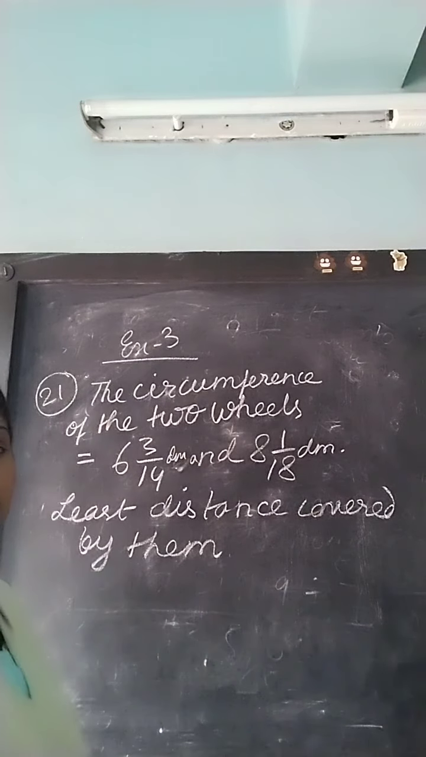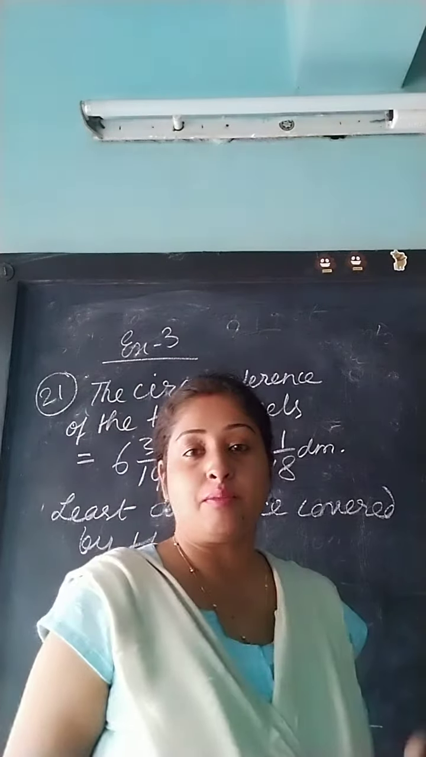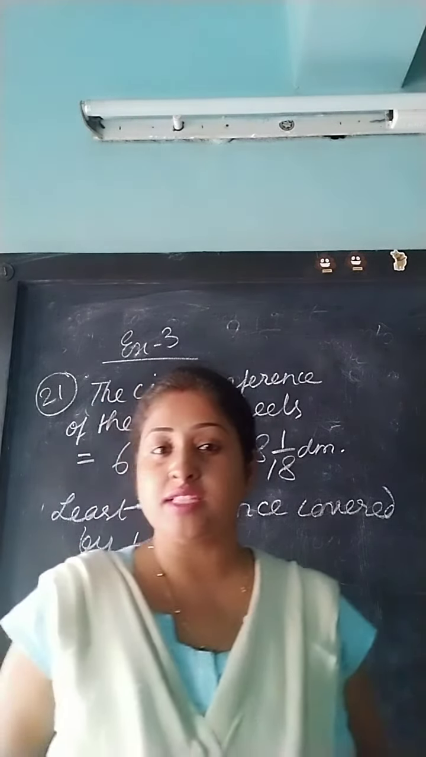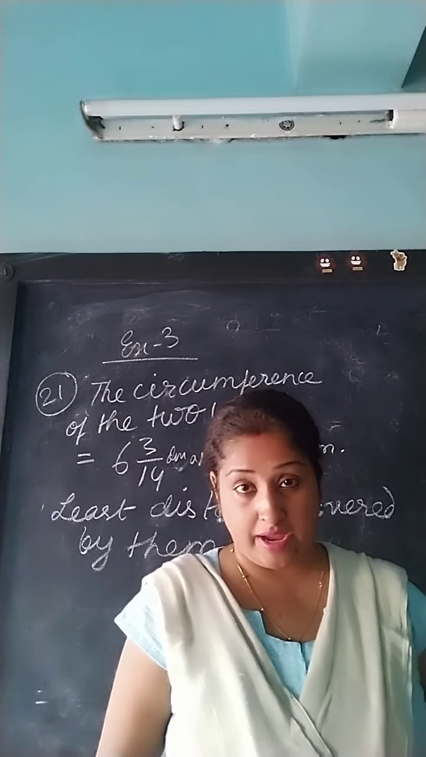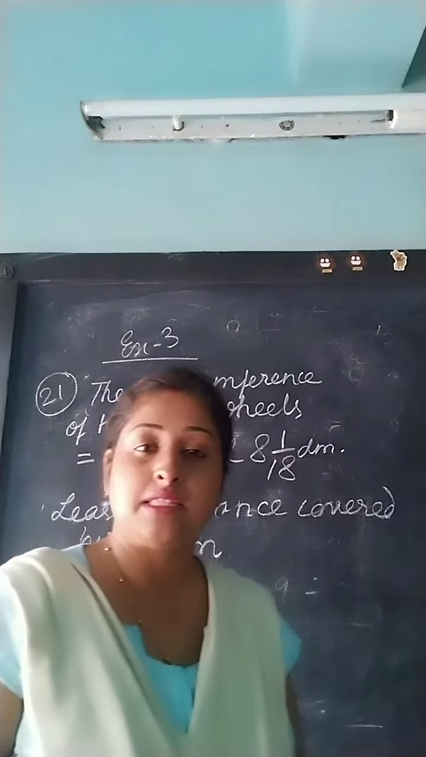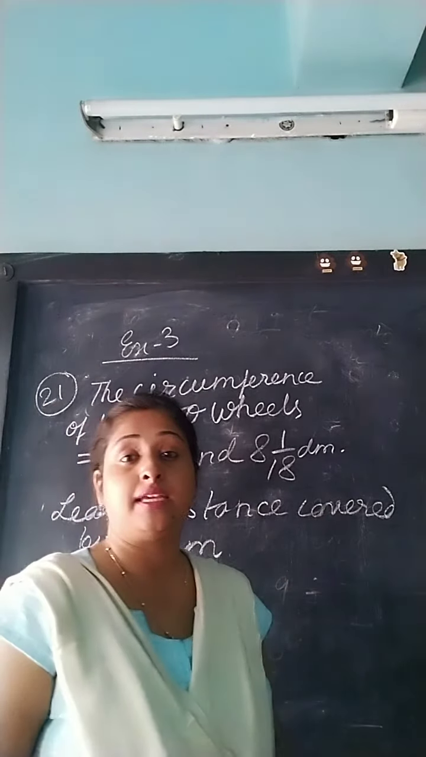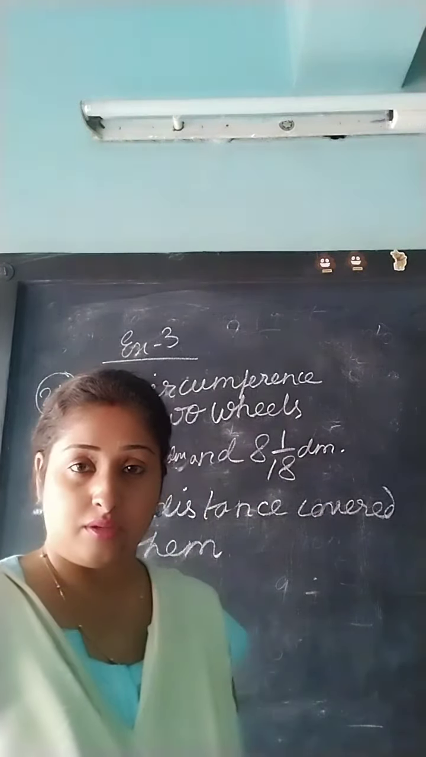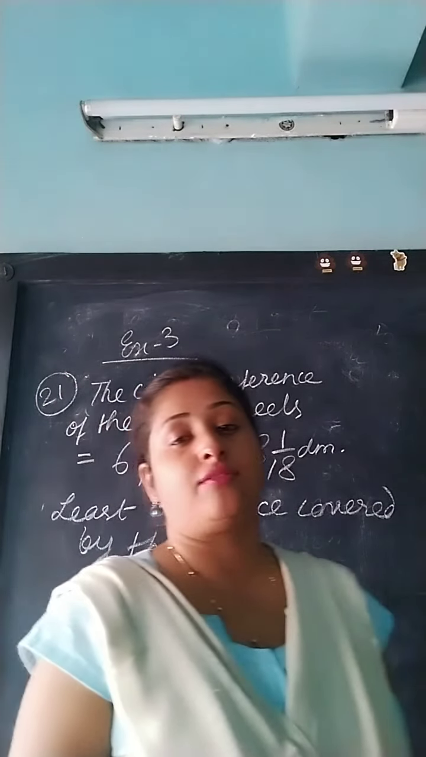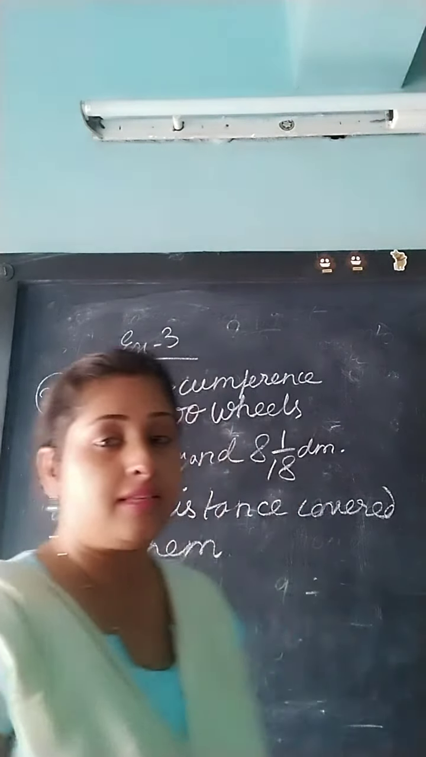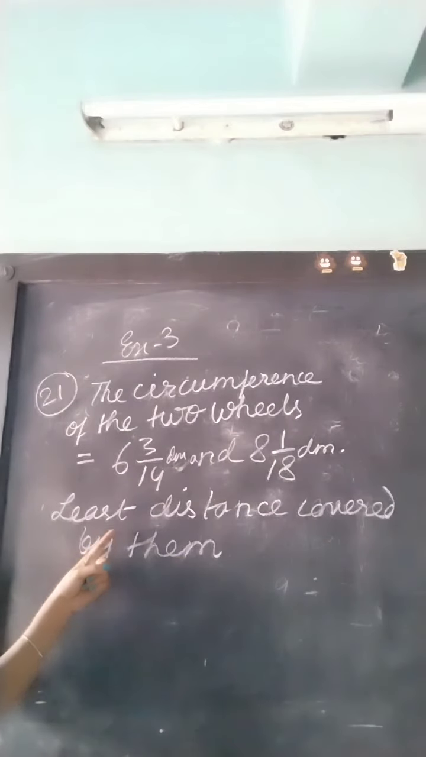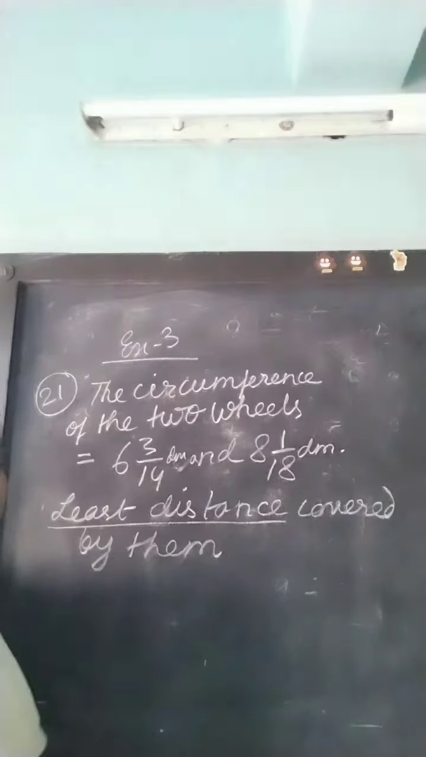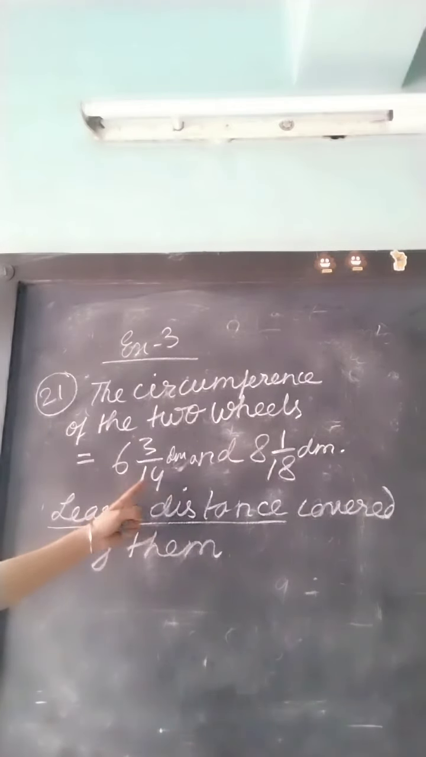Now, whenever some least distance or some lowest number or some smallest number is asked to you to find, you will do the LCM of the fractions, and whenever any greatest number or highest fraction is required in the question, then you have to find out the HCF. Here in this sum, if you notice carefully, least distance indicates that you have to find out the LCM of these two fractions.